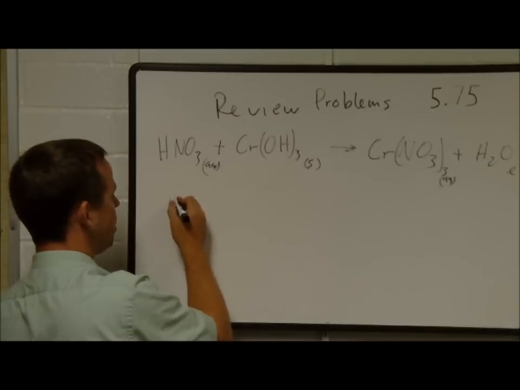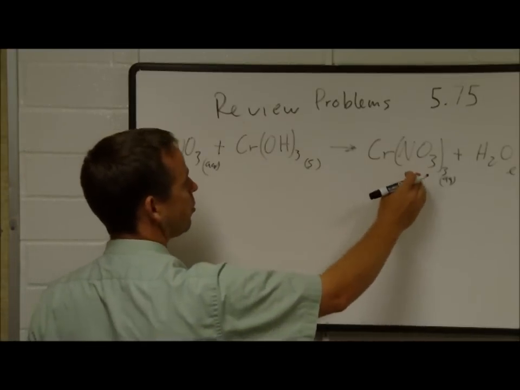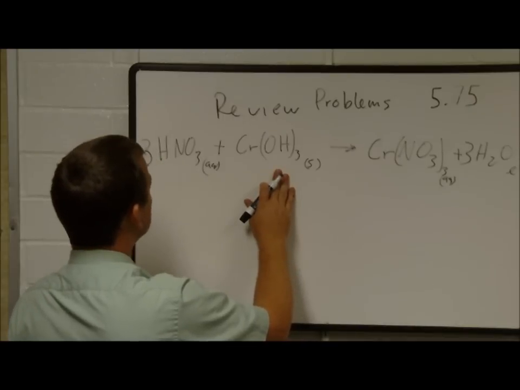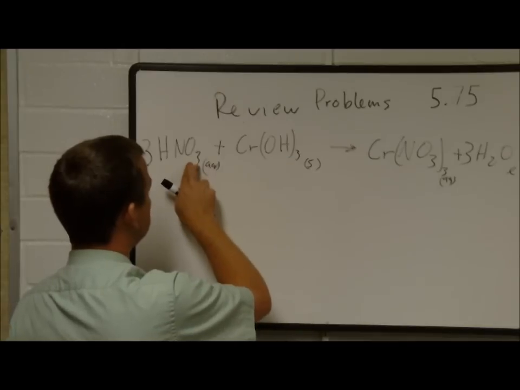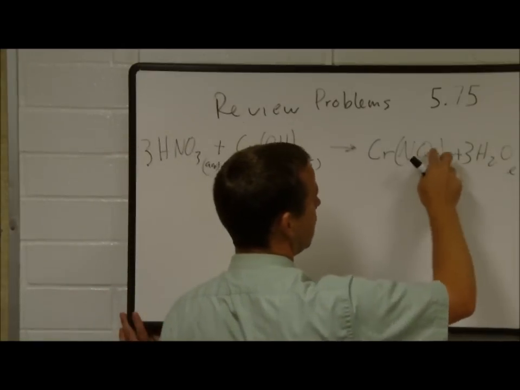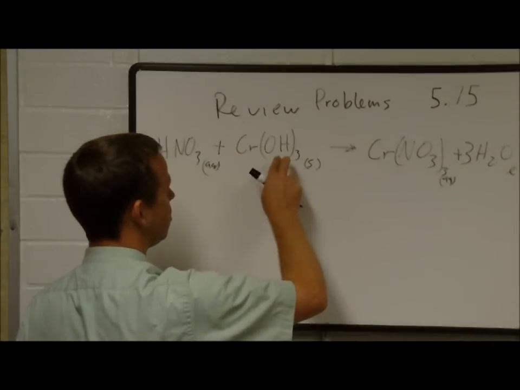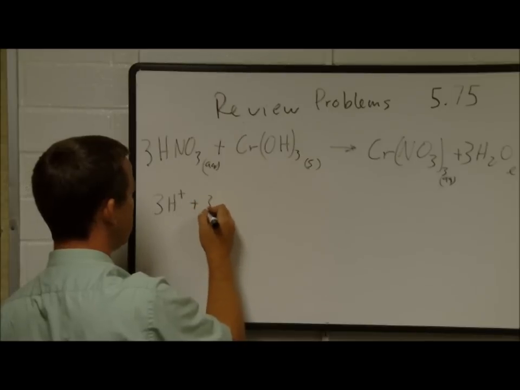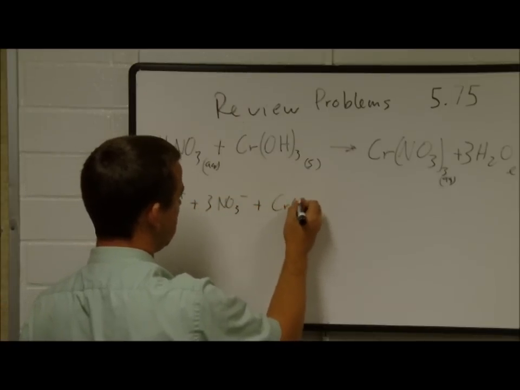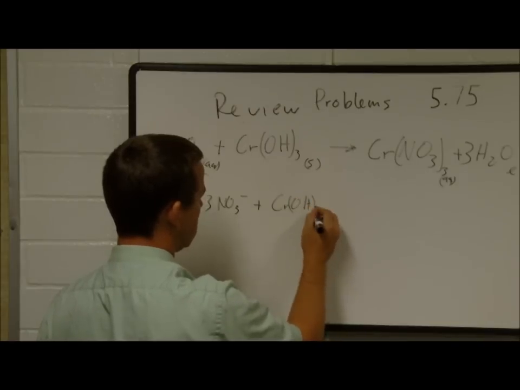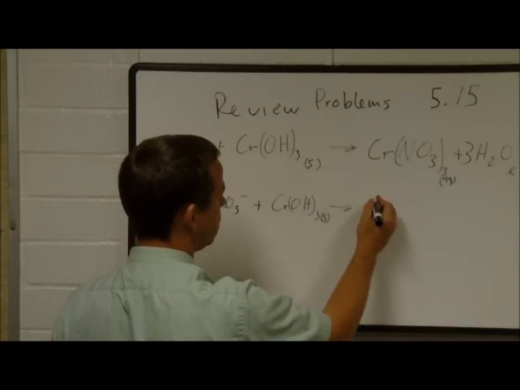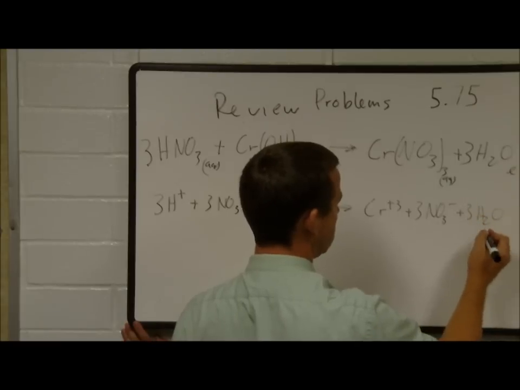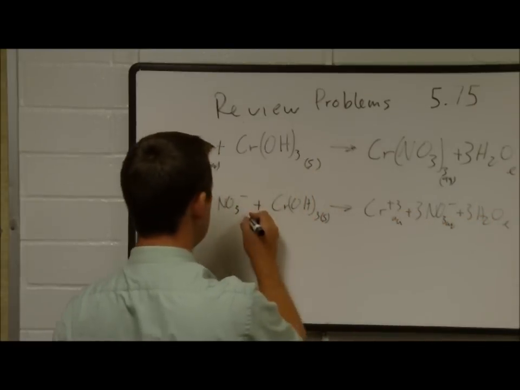Now we have to write our ionic equation. Oh wait, first we have to balance this equation. We have 3 nitrates, so we're going to need 3 of these. We're going to need 3 waters. Counting oxygens: 12 on the left, 12 on the right. 6 hydrogens on the right, 6 hydrogens on the left. All right, now we're balanced. Now we go 3 H plus ions plus 3 NO3 minus ions plus chromium 3 hydroxide, solid, yielding chromium 3 plus plus 3 NO3 minus plus 3 H2O, liquid. This is aqueous, this is aqueous, this is solid, this is aqueous, this is aqueous.